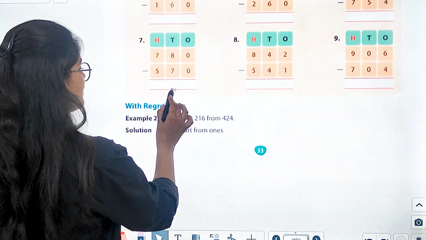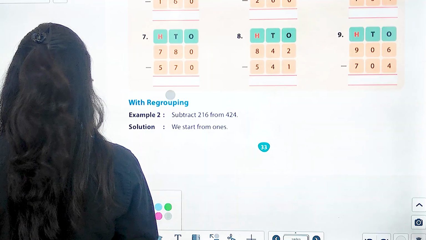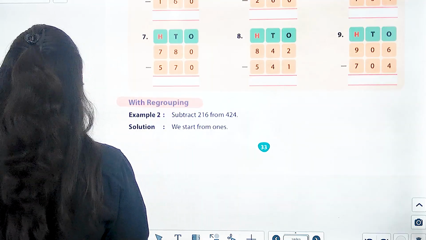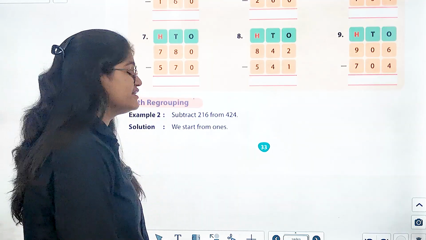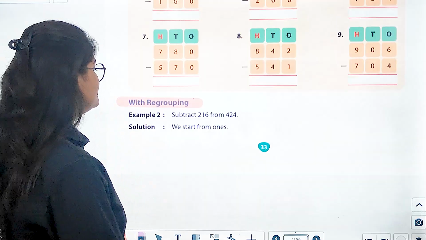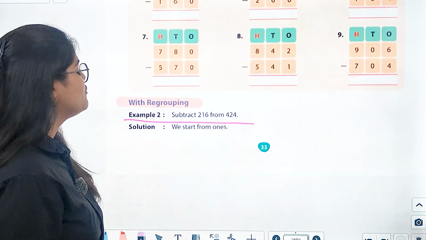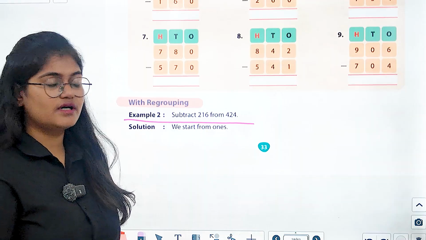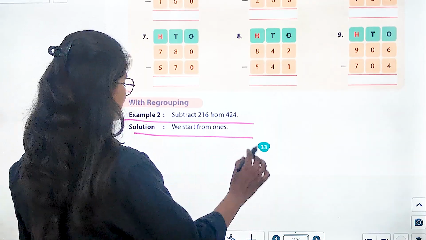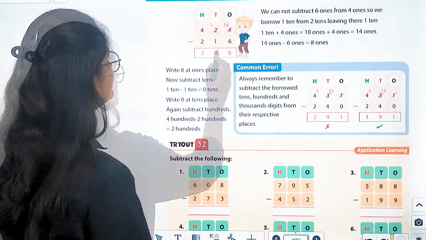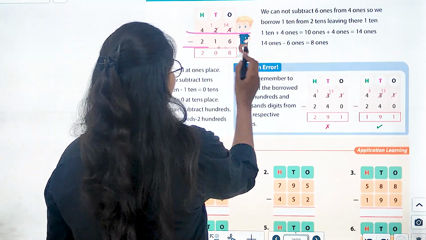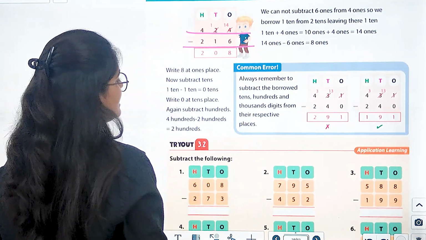Then moving ahead to the next topic, which is with regrouping. When we subtract with regrouping, the example given is subtract 216 from 424, right? So even then we will start from ones. It's like this, 424 minus 216.